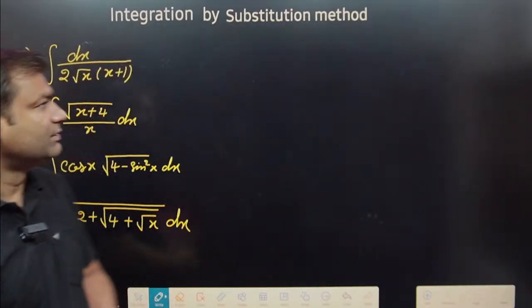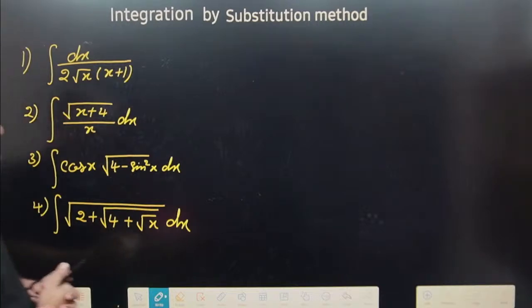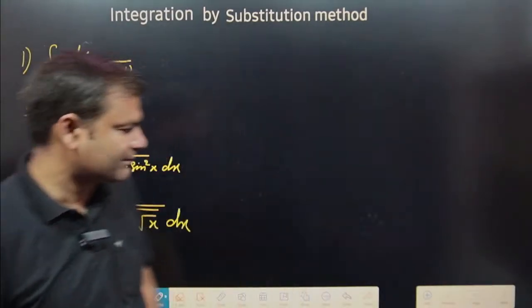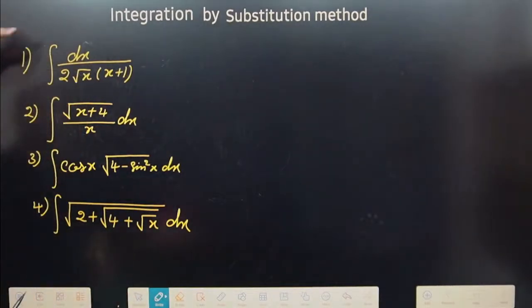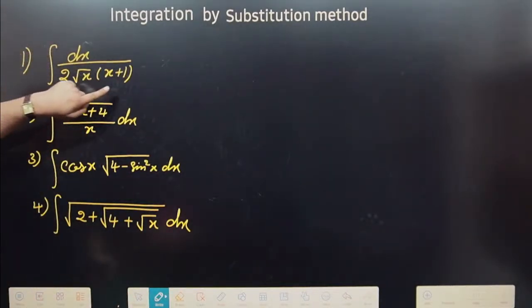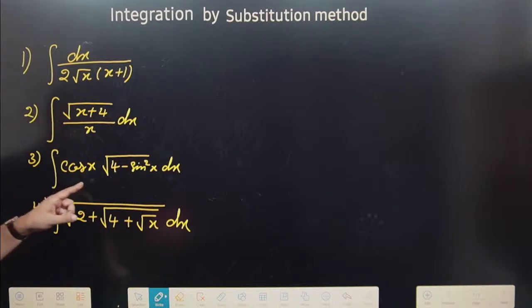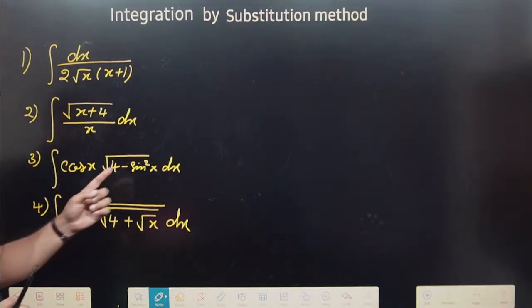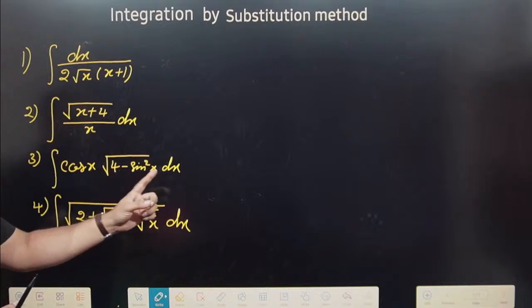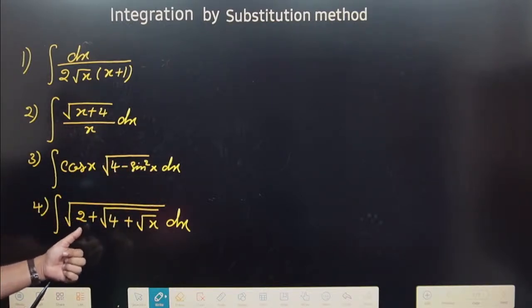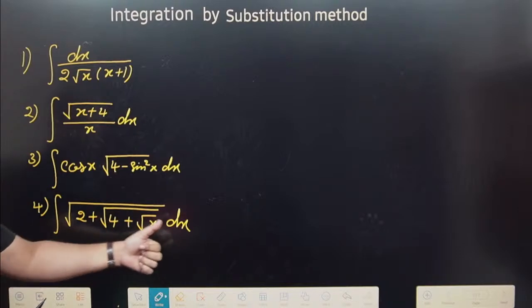Now we have focused on the integration by substitution method, based on some problems. Look here. First problem is the integration of dx upon 2 root x into x plus 1. Second problem is the integration of root x plus 4 upon x dx. And third one is the integration of cos x into under root 4 minus sin square x dx. And last one is the integration of under root 2 plus under root 4 plus root x dx.